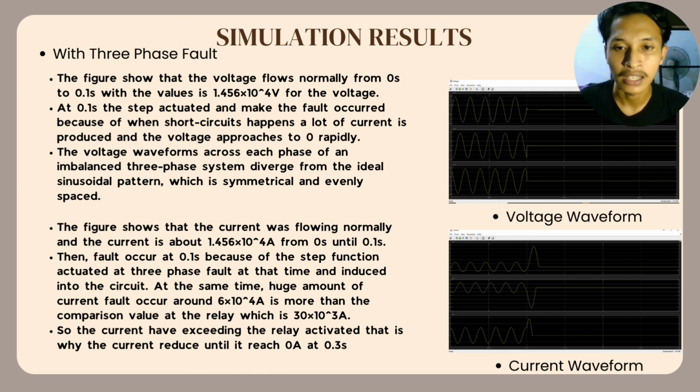Then the fault occurs at 0.1 second because the step function actuates at the three-phase fault time and induces the fault into the current. At the same time, a huge amount of fault current occurs, around 6 times 10 to the power of 4 amps, which is more than the comparison value of the relay, which is 30 times 10 to the power of 3 amps. So the current exceeds the relay setting and the relay activates. That is why the current is reduced to 0 after 0.1 second.